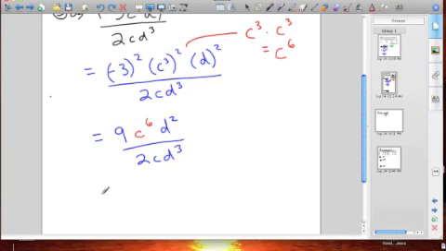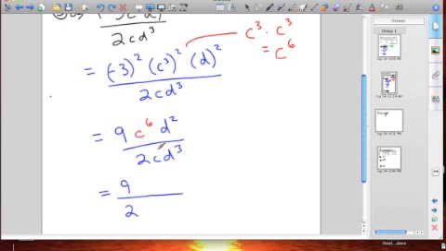2c^3d^3. We have to completely simplify. So now I take a look at my coefficients. Is there a number that can be divided evenly into 2 and 9? No, there really isn't. So be happy with that. Leave the 9 on the numerator, leave the 2 on the denominator. That's okay. Take a look at the C's.